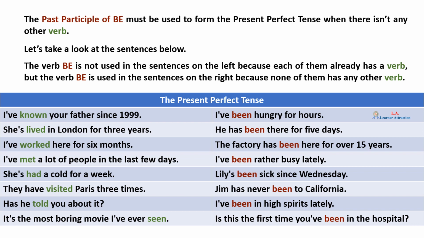Now let's take a look at those on the right. I've been hungry for hours. Hungry is not a verb. It's an adjective, and therefore the verb be must be used. He has been there for 5 days. The factory has been here for over 15 years. I've been rather busy lately. Lily's been sick since Wednesday. Jim has never been to California. I've been in high spirits lately. Is this the first time you've been in the hospital?